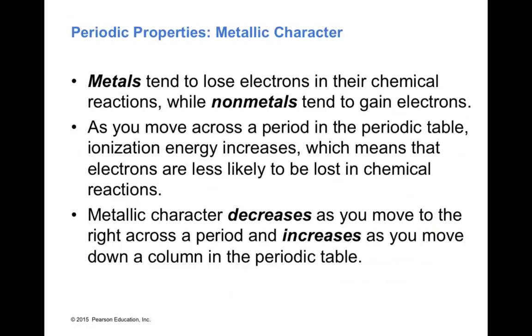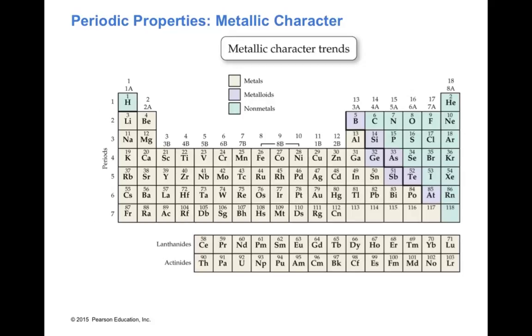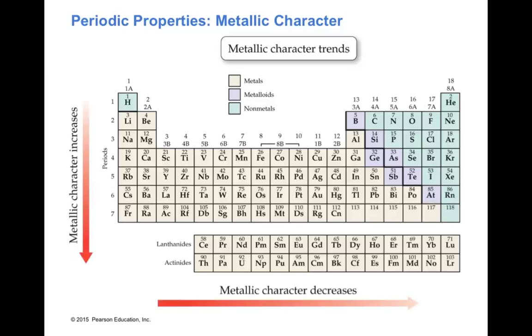The metallic property and character in the periodic table: metals tend to lose electrons in their chemical reactions, while nonmetals tend to gain electrons. As you move across a period in the periodic table, ionization energy increases, which means that electrons are less likely to be lost in chemical reactions. So the metallic character decreases as you move to the right across a period and increases as you move down a column in the periodic table. So the metallic character will decrease to the right, and from top to bottom it will increase.